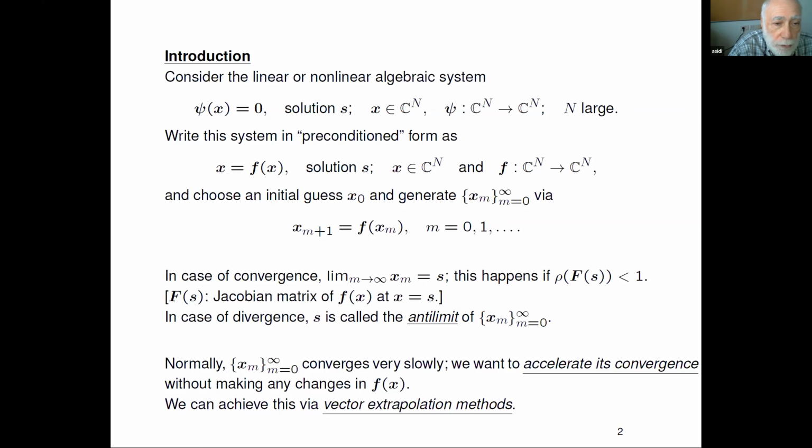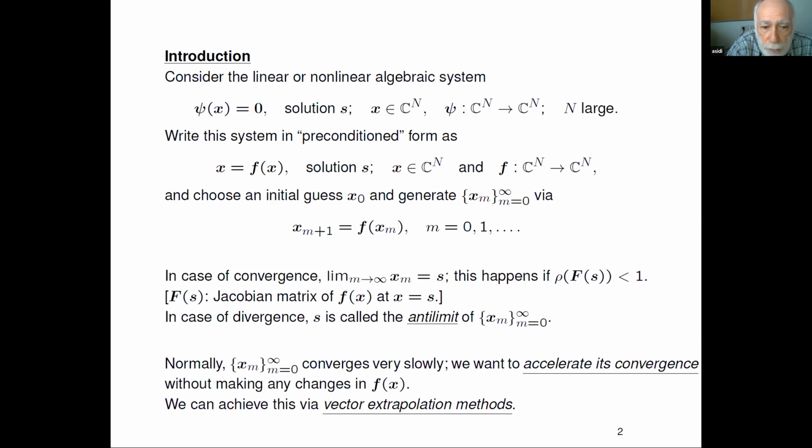Okay, so normally what you would do is rewrite this equation system in the form x equals f of x, which makes it very convenient for applying fixed point iterations. So you choose a nice function f out of these equations, and you start with an initial vector x0, which you choose, and then you iterate like this, hoping that the vectors are approaching the solution of the system, which is S.